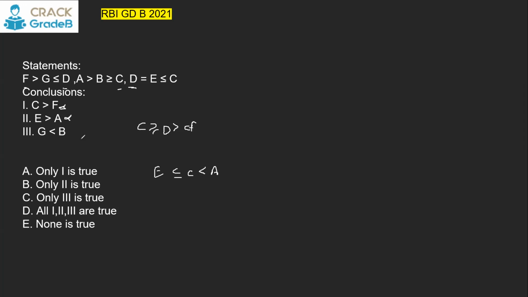Third, G is less than B. Between G and B, the common factor is D from here and then C from here. So we can say G is less than equal to D, D is less than equal to C, and C is less than A. And C is less than equal to B. So relation between G and B is G is less than equal to B. So that is also wrong conclusion.